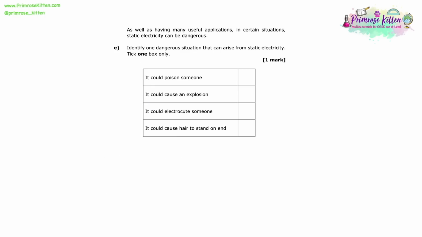As well as having many useful applications, in certain situations static electricity can be dangerous. Here we need to identify one dangerous situation that can arise from static electricity. So here we recognise that we need a dangerous situation. Although yes, it's true, it can cause our hair to stand on end, that's more of a nuisance than a danger. Certainly not going to poison someone, but it can cause an explosion. Because with static electricity, it can cause a spark. So under certain circumstances, that spark could be enough to cause an explosion. So that is going to be our answer to this one.